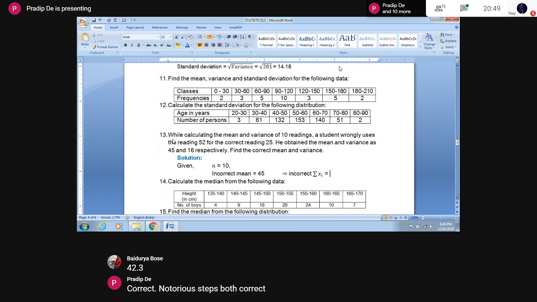Both correct. So summation of x, tell me. The summation of x is 450. I mean the incorrect one. 450. Yes. And correct one is 450 minus 52 plus 25. Just a minute. Which is 423.